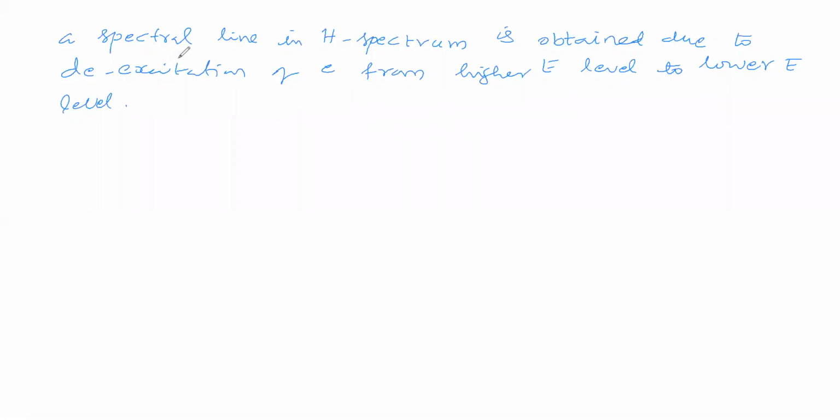So as per the Niels Bohr model, we have to take a higher energy level, which we will take as E2. Then we will take a lower energy level, which we will take as E1. Now we will see the difference between these two. The difference is E2 minus E1. This difference is called the energy of the quantum that is emitted.